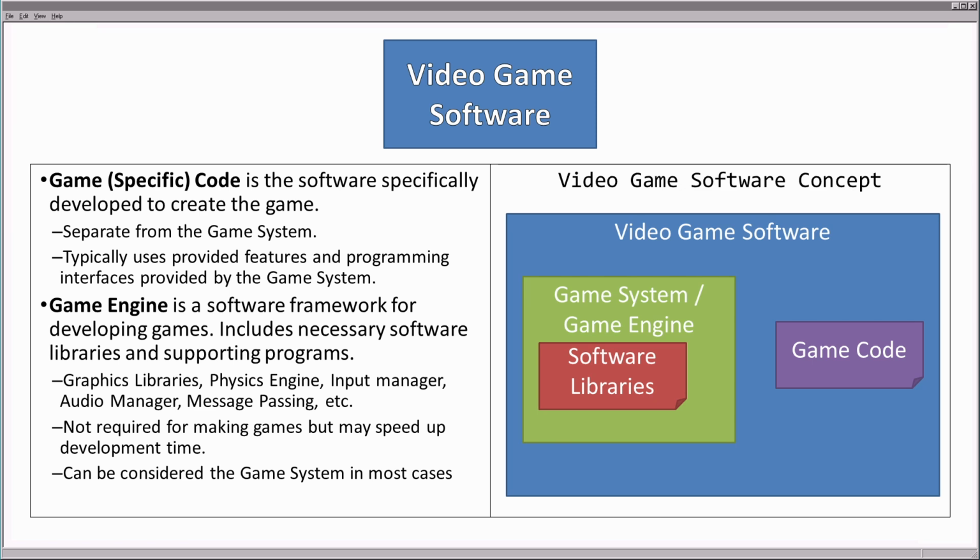Game-specific code is the software specifically developed to create a game. Again, it is separate from the game system, and typically it uses provided features and programming interfaces that were provided by the game system. A game engine is a software framework for developing games, and it includes the necessary software libraries and supporting programs. In many cases, it contains the graphic library, the physics engine, input manager, audio managers, message passing capabilities, and etc. As mentioned, game engines are not required for making games, but they can help speed up the process. In many cases, the game system can be considered the game engine.